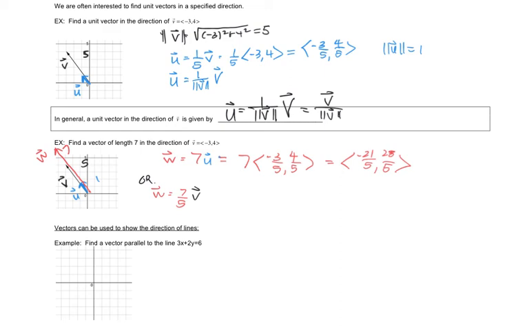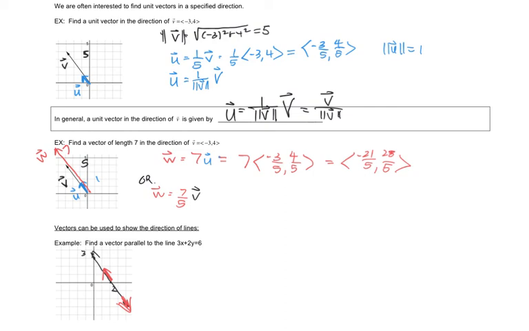Vectors can also be used to show directions of lines. So find a vector parallel to the line 3x plus 2y is 6. What is that line that goes through 2 and 3, like so? This line here. So we'd be wanting some sort of vector in the direction of that line. Now, I don't know which way it points. It could point either way. But in the direction of the line would mean parallel to that line.